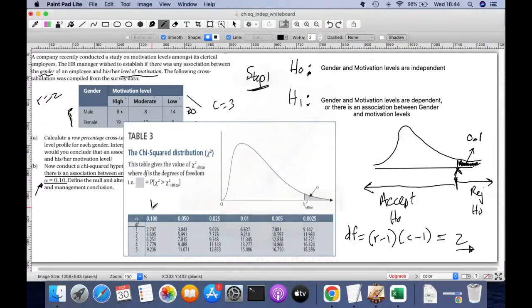So now, we're looking at alpha is 0.1, and our degrees of freedom is 2. So it's where they intersect, which is 4.605. That's the value we're going to pull from our table. Okay, 4.605. So that's what our critical value is here. 4.605. Anything above that, we reject H naught. Anything below that, we accept H naught. Okay, everyone okay with this? Everyone following?